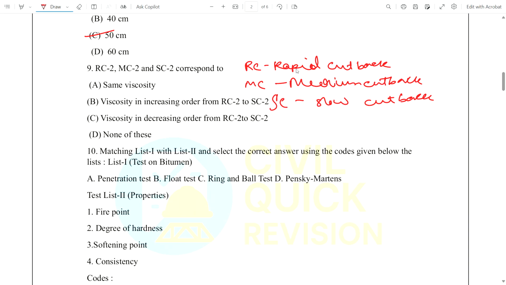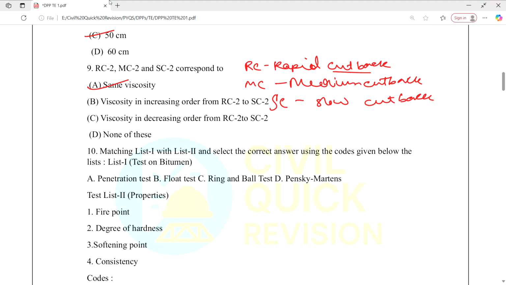As we know, cutback is a type of bitumen obtained when viscosity is reduced by volatile liquids. Here all the values are the same, that means it has the same viscosity. If the values were varying, say RC value is 2, MC value is 5, SC value is something else, then if the value increases, viscosity increases. We can do that type of question in the coming classes, but for now, all the values are the same, so their viscosity will be the same.